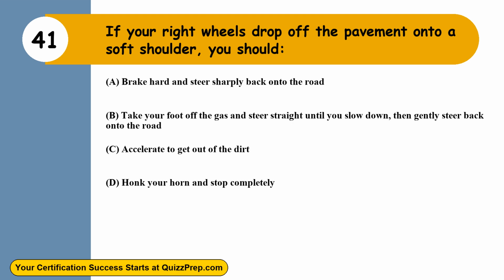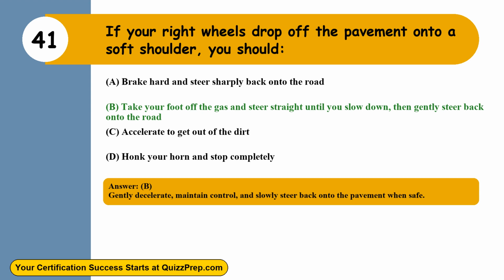Option D, honk your horn and stop completely. The correct answer is option B. Take your foot off the gas and steer straight until you slow down, then gently steer back onto the road. Gently decelerate, maintain control, and slowly steer back onto the pavement when safe.